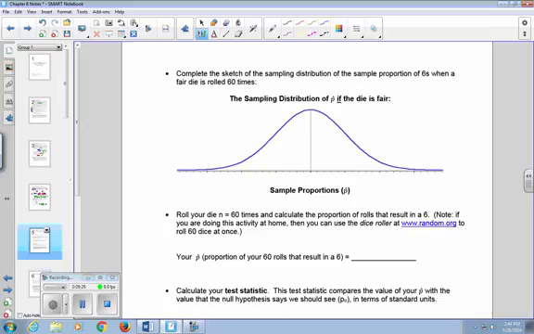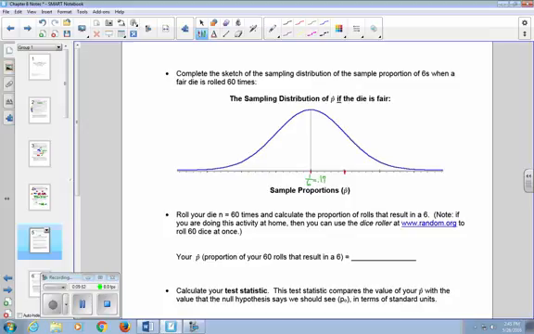Right, so taking all this together, we can complete a sketch of the sampling distribution of the sample proportion of 6s when a fair die is rolled 60 times. So our sampling distribution of p hat, if the die is fair, should have this normal shape. It's got that mound shape, single peak in the middle, centered at 1/6, which is about 0.17. I'm going to change that to a decimal to make my next few calculations a little bit easier.